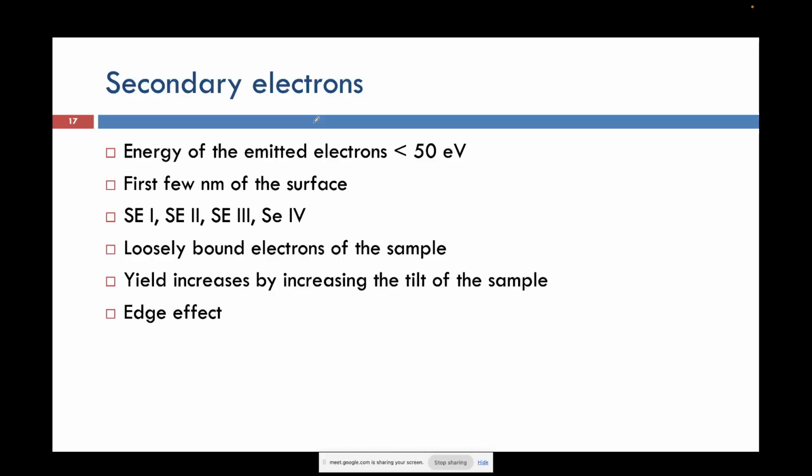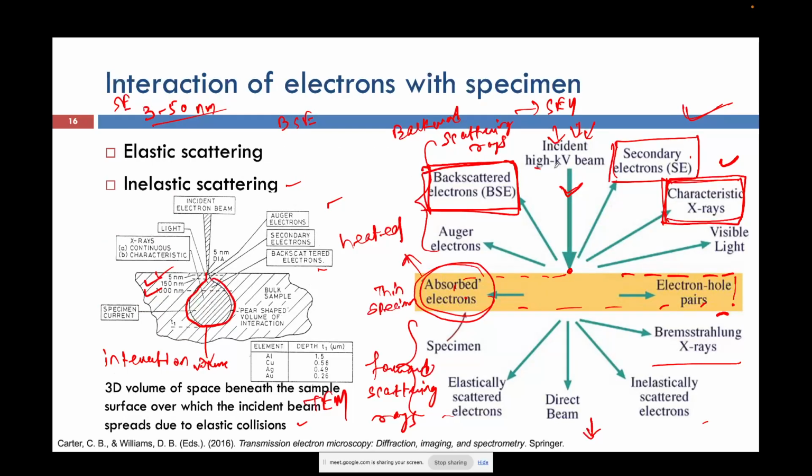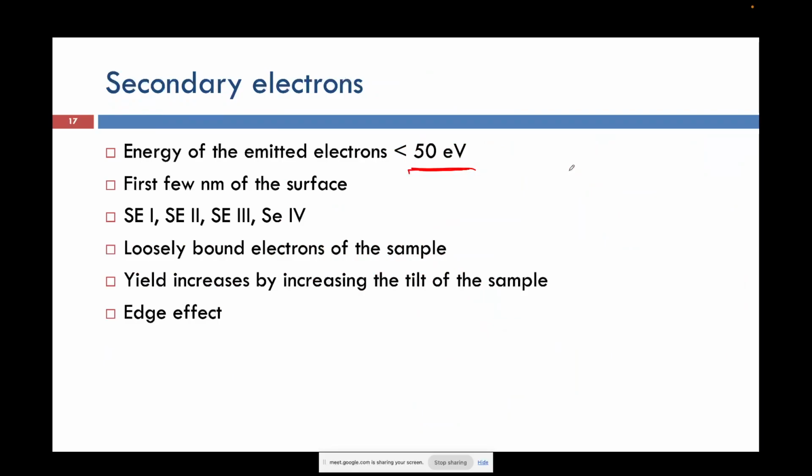Secondary electrons are the electrons whose energy is less than 50 electron volts. Remember, here we are talking about high kilovolt energy, right? But here the energy of the emitted electrons is less than 50 electron volts, and generally they come from a few nanometers of the surface. And they are categorized as secondary electron 1, 2, 3, 4.